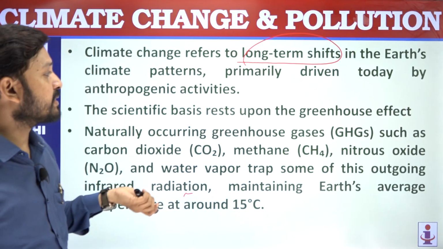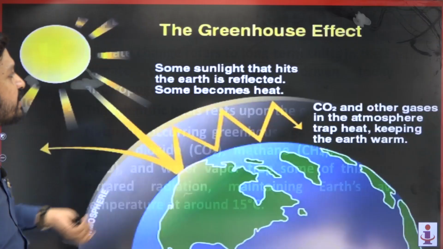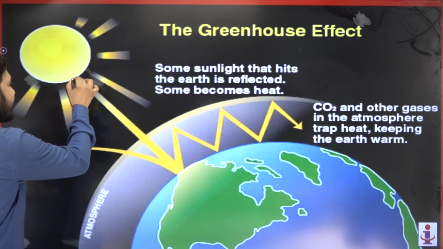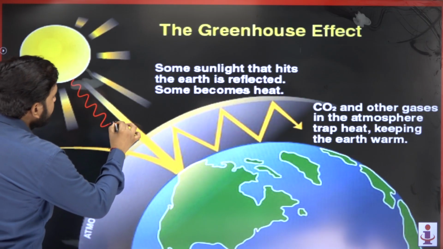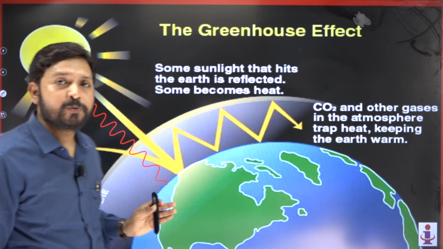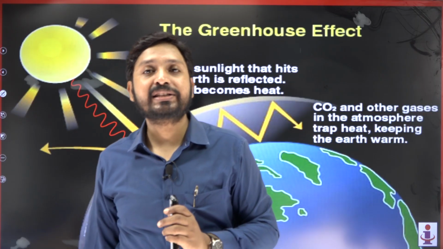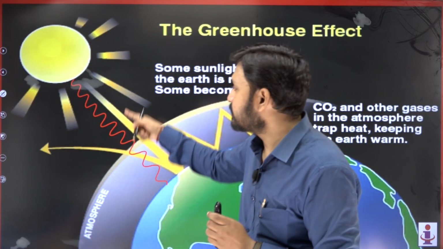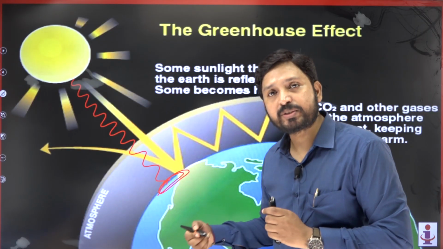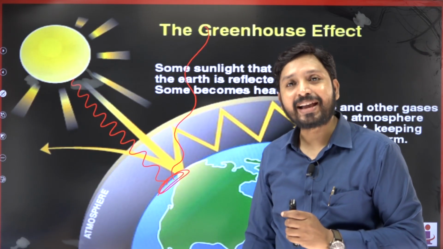See, the scientific basis of this climate change entirely rests upon the greenhouse effect. So what is this greenhouse effect? We know the Sun releases a lot of radiation, right? The Sun's radiations will come in the form of shortwave radiations towards the Earth's surface, and when they reach the Earth's atmosphere, it acts as a transparent medium for the incoming solar radiations, which are nothing but shortwave radiations. Once the shortwave radiations reach the Earth's surface, they will warm it. Once the Earth's surface becomes warm, it will re-radiate, or release, long wave radiations back into the atmosphere.